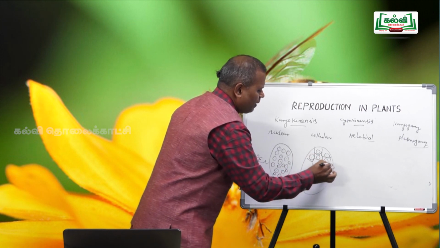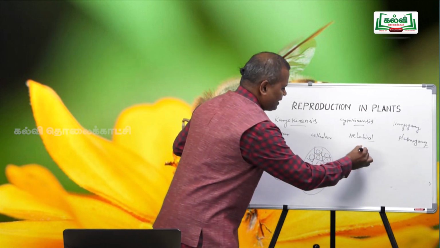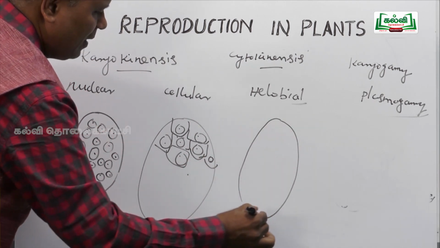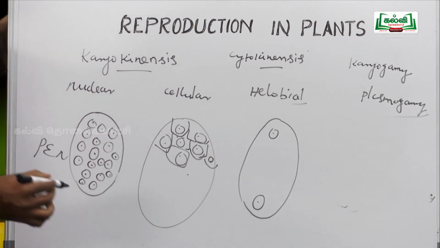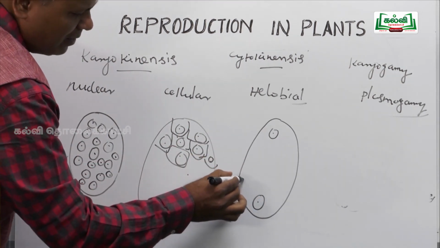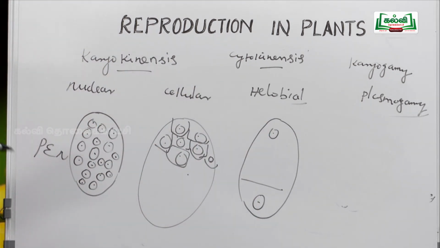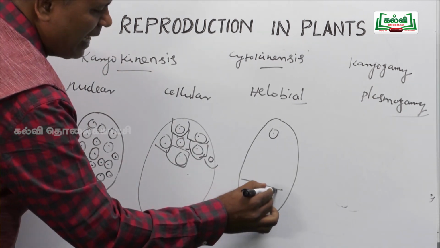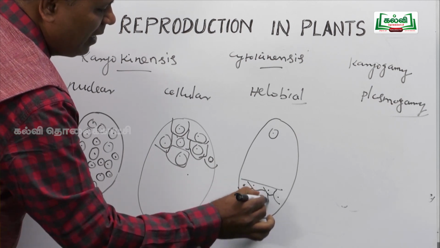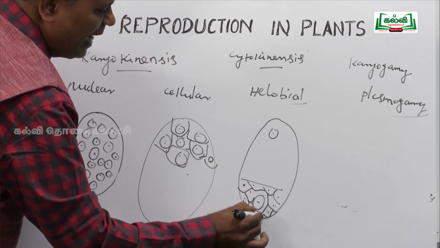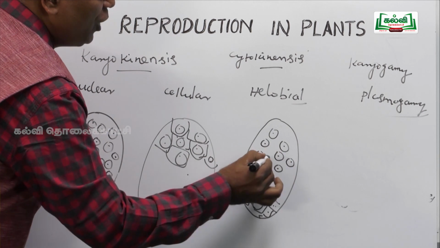This kind of endosperm is said to be cellular endosperm. Helobial means first the primary endosperm nucleus undergoes nuclear division, and two nuclei are formed. On one side of the nucleus, cytokinesis takes place. On the opposite side, only karyokinesis. This lower part continuously undergoes karyokinesis and cytokinesis. So on the lower side, the endosperm is cellular in nature. On the upper side, it is coenocytic or nuclear in nature.